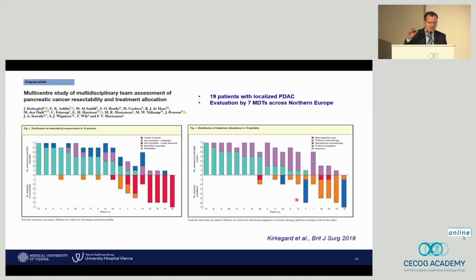This means if you present the same cases to different tumor boards, if the patient goes to different hospitals, the assessment will be very different and quite heterogeneous, and that's one of the problems why the resection rates of stage 1 and 2 pancreatic cancer are not as high as they should be.